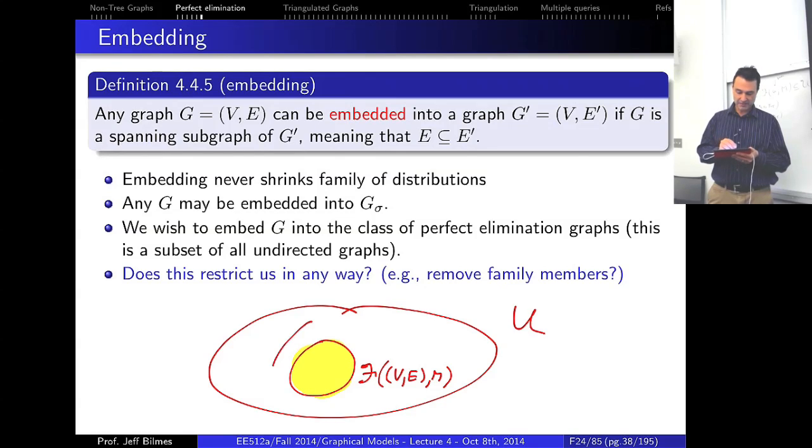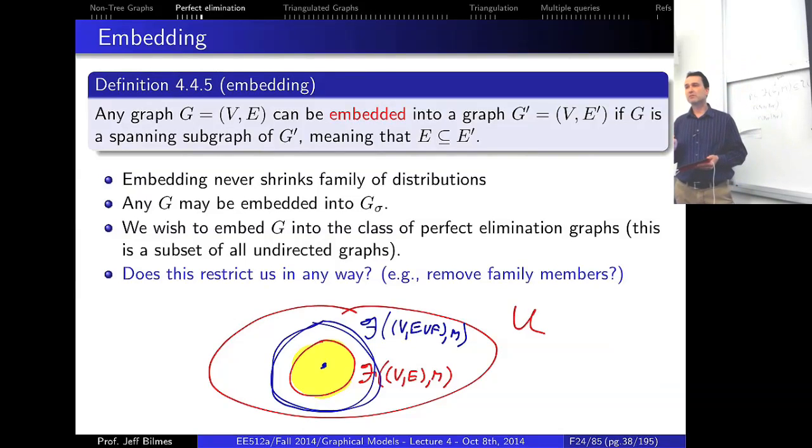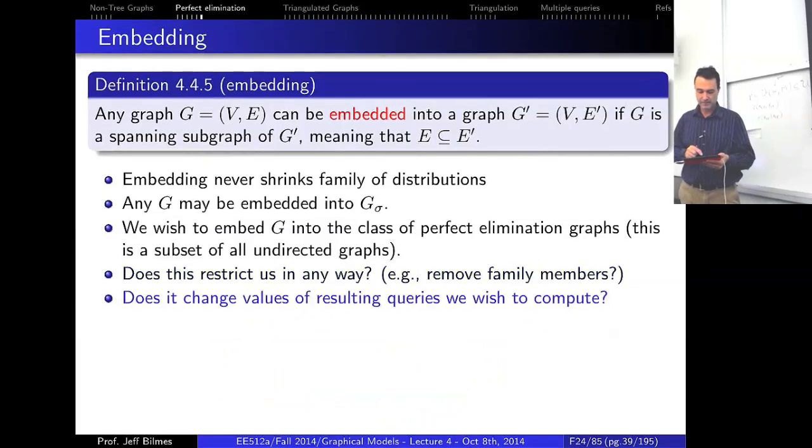And then we have a larger family, necessarily larger, where this corresponds to the graph into which we're embedding the original graph. So that basically means that any member of this original family is still a member of this larger family. So we are totally fine to do this from the representational power perspective. We aren't decreasing our ability to represent distributions.